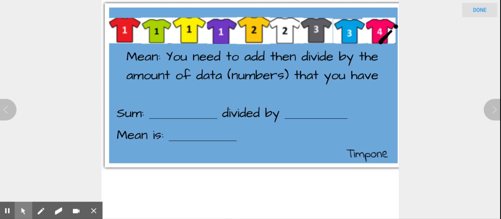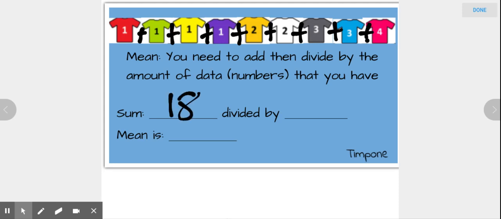To find the mean, you need to add all of the numbers and then divide by the amount of data that you have. So I'm going to add all my numbers. So it's going to be 1 plus 1 plus 1 plus 1 plus 2 plus 2 plus 3 plus 3 plus 4. So when I add all that up, it's called my sum. So my sum is 18.